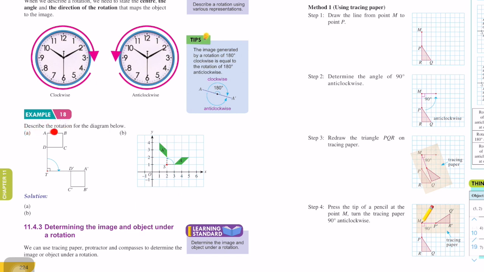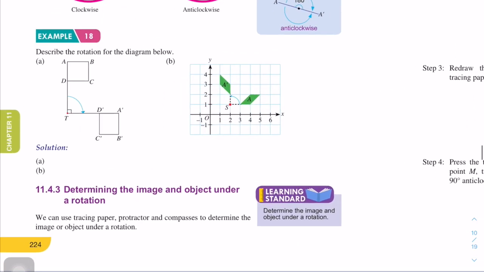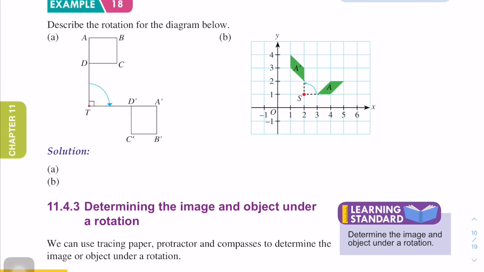Now let's look at example 18. Describe the rotation for the diagram below. So we have A, B, C, D. So dia bergerak, pop, jatuh ke bawah. So A prime, B prime, C prime, D prime. So 90 degrees. Now how can we describe this rotation?